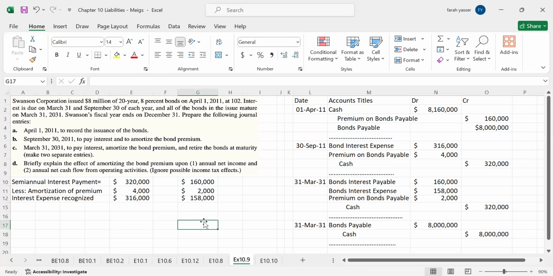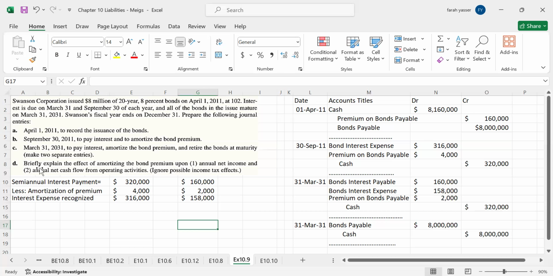So this was the requirement A, B, and C, recording of the entries. The next is the part D. Briefly explain the effect of amortization, amortizing the bond premium upon net income and net annual cash flow from the operating activities. You can see this amortization of premium. So we decrease this amount from the interest expense recognized. In simple word, we can see that amortization of premium basically decreases the interest expense. So ultimately, it increases the net income, because any decrease in any expense means increase in the net income. So the effect of amortization of premium is basically increases the net income.